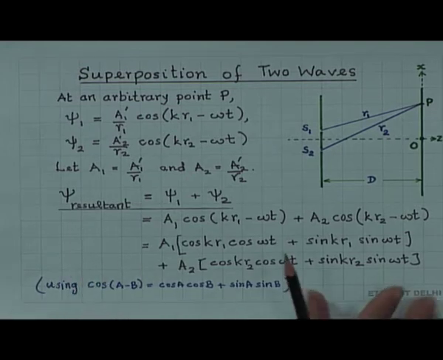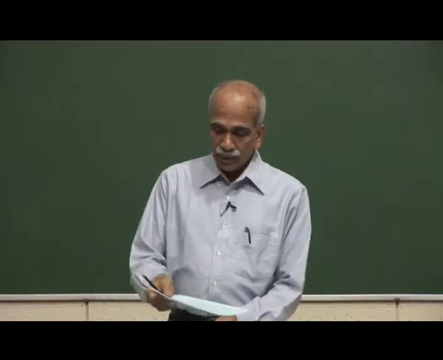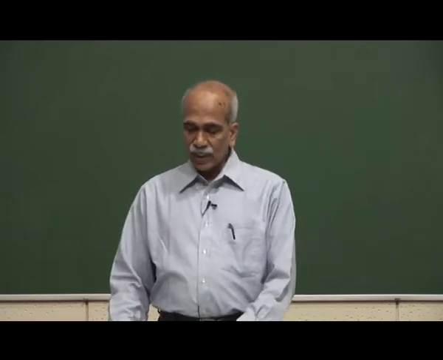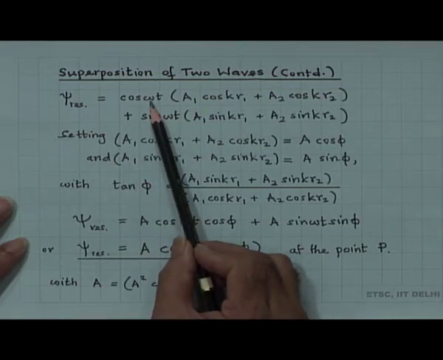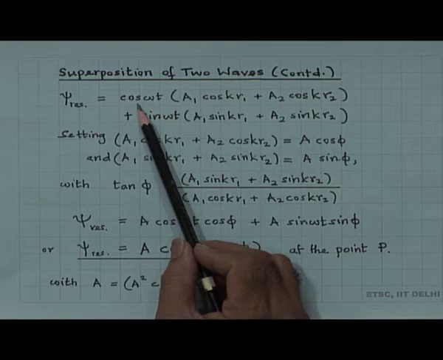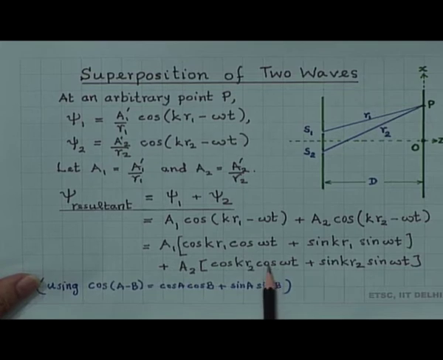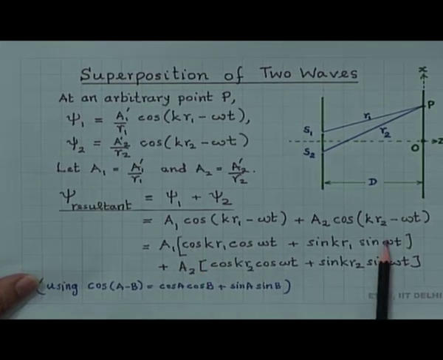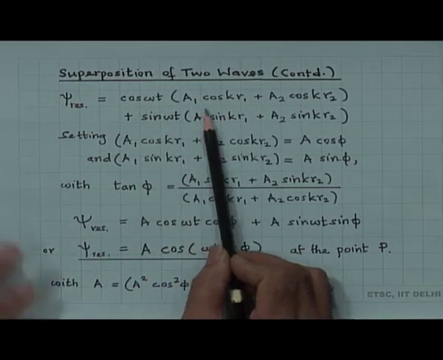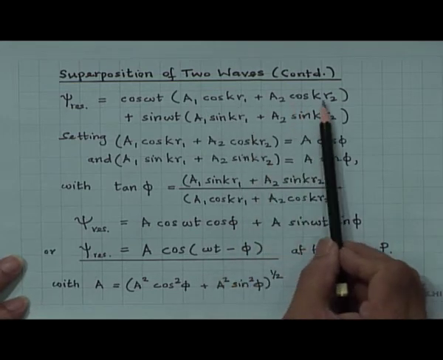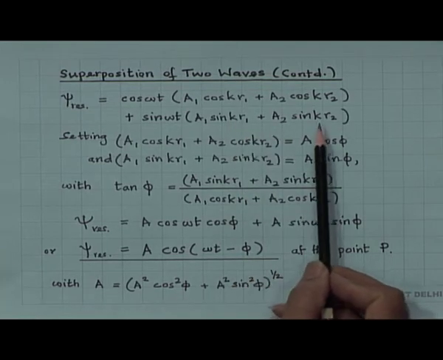Now, the superposition of 2 waves. Let us calculate the resultant due to these 2 waves. So, the psi resultant is equal to cos omega t. We have taken the common terms: cos omega t here and cos omega t here, and sin omega t and sin omega t here. So, this can be written as cos omega t into (A1 cos k R1 plus A2 cos k R2) plus sin omega t into (A1 sin k R1 plus A2 sin k R2).